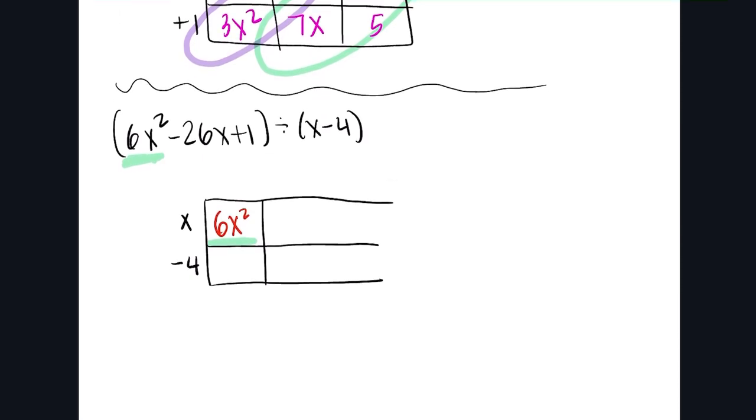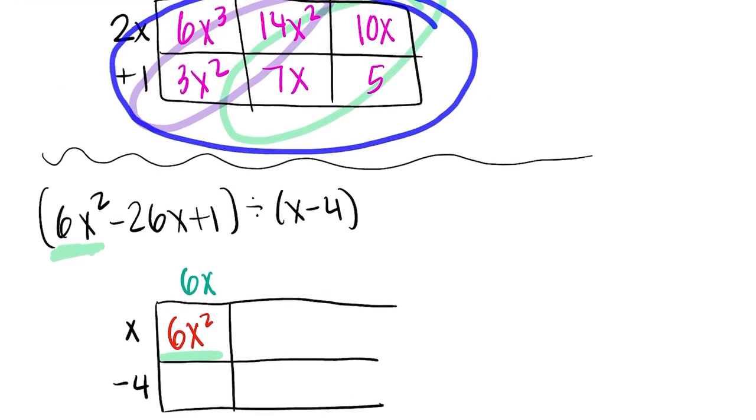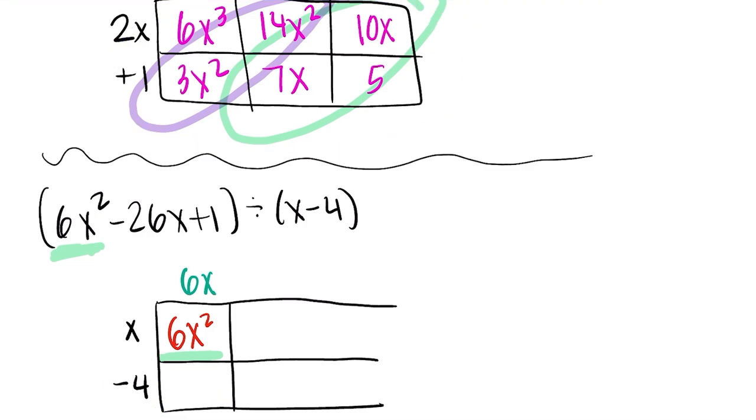So it's kind of more like thinking about a puzzle. When I have this, I need to know what would go on the top. If we have an x here and a 6x squared right here, what would have to go on the top in order for this multiplication to work? We'd have to have a 6x up on the top. And now we know enough to fill in this bottom right here. So we have the 6x, and 6x times negative 4 is going to give me a negative 24x.